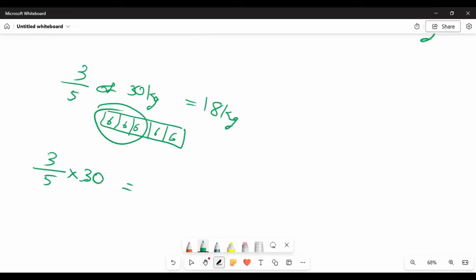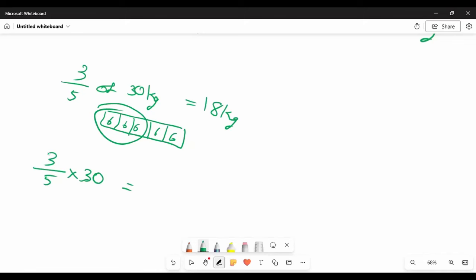So simply what we can do, we can simplify this 5 and 30. Both can be divided by 5. In 5, how many 5s do we have? 1. In 30, how many 5s do we have? 6. So the remaining thing we have is 3 into 6, which is going to give us the same 18. This is one way. Or there's another way also.